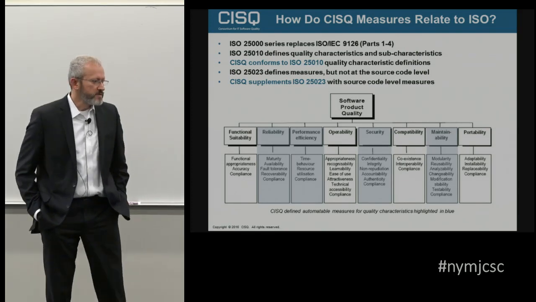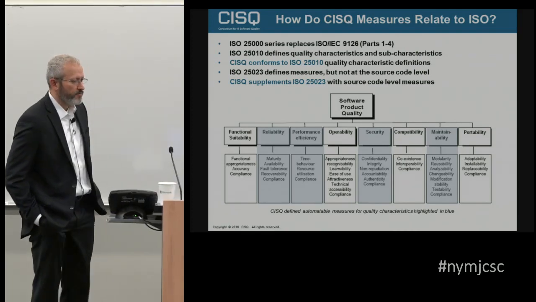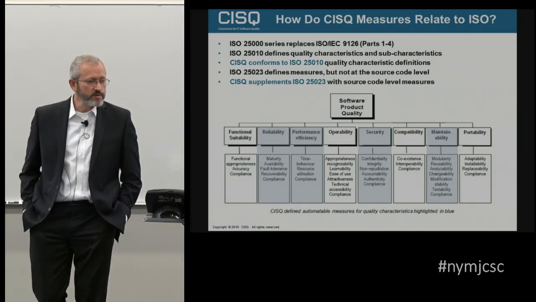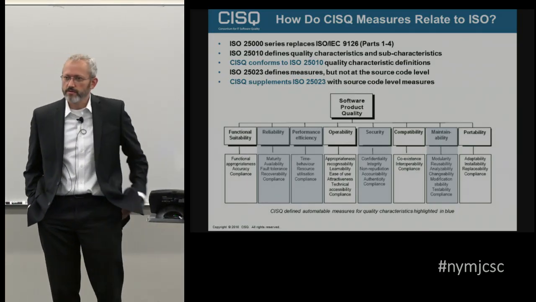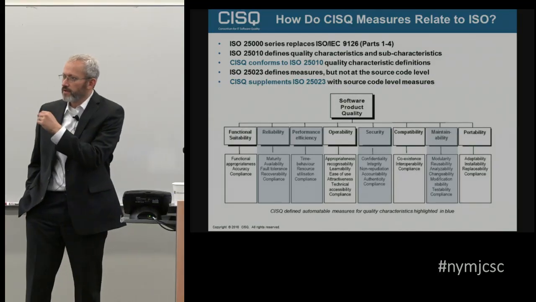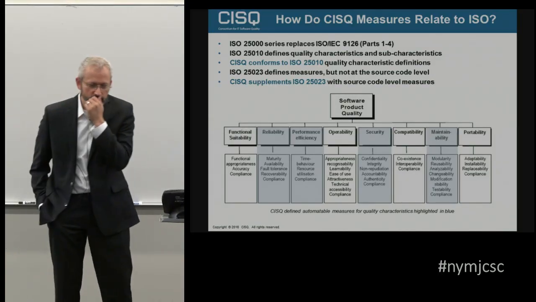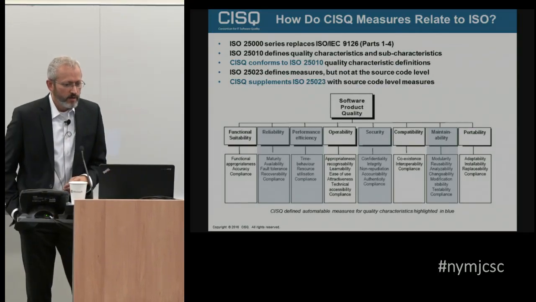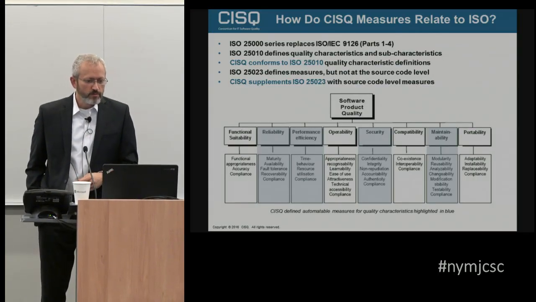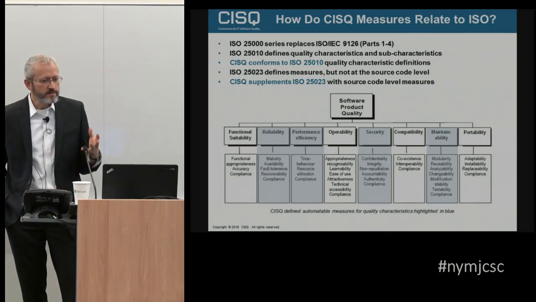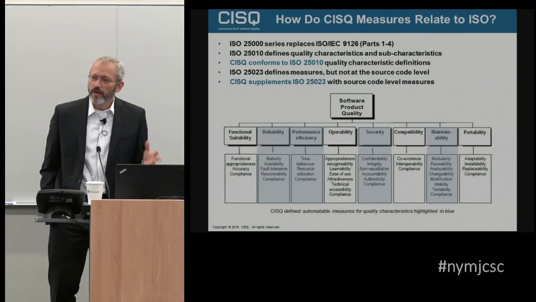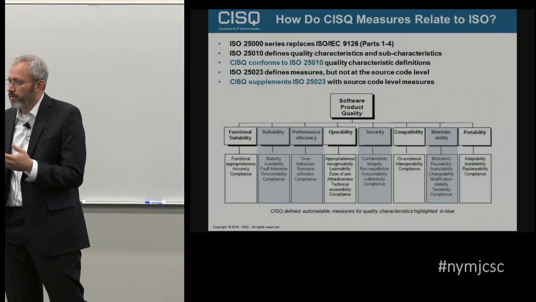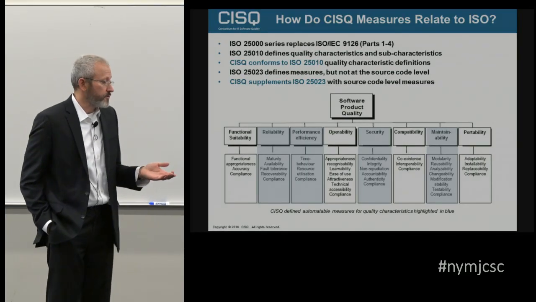So the ISO folks have now refashioned that standard into this set of ISO 25000 standards, which is kind of close to the 27000 that we all see in the security space. So that's replacing 9126. And 25010 defines these quality characteristics that ISO believes need to be measured or considered as a software quality standard.